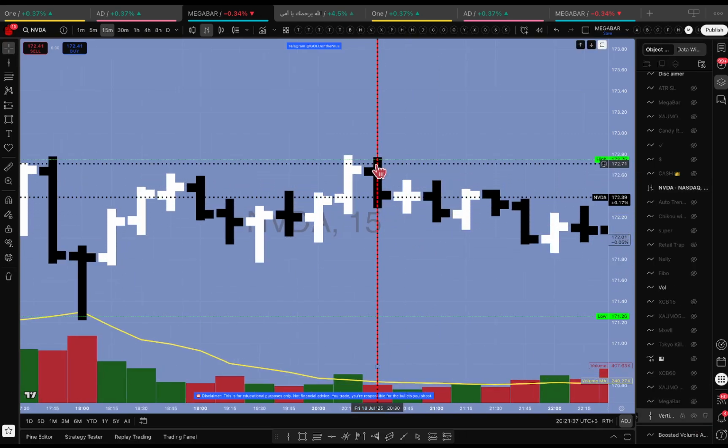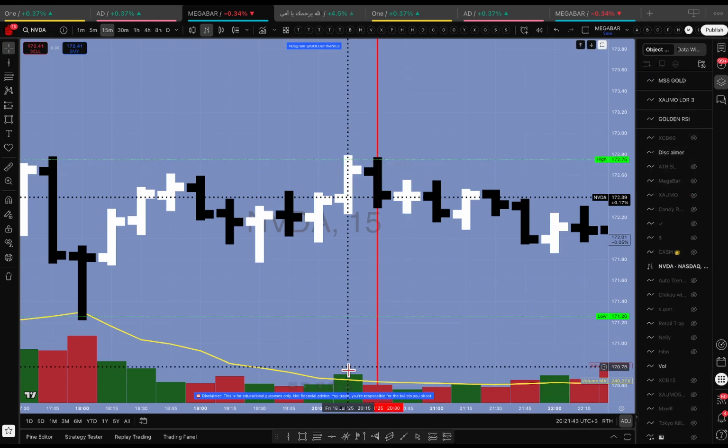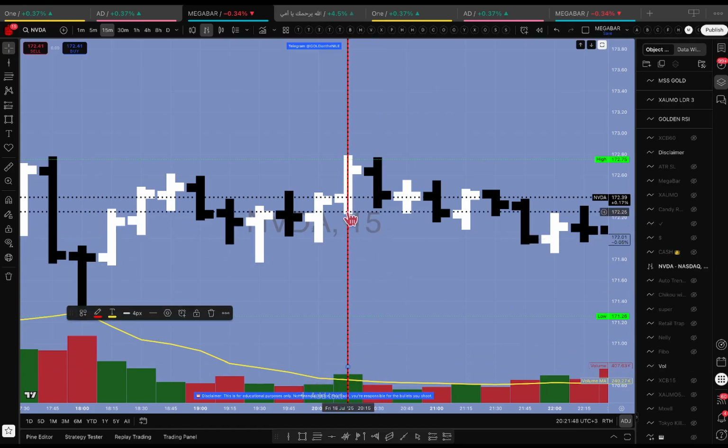And then you chase. That was the mega bar. We're getting, that was the mega bar, not this one. So that's the mega bar. That's the mega bar on 15 minutes. So I chase it, I box it here again.